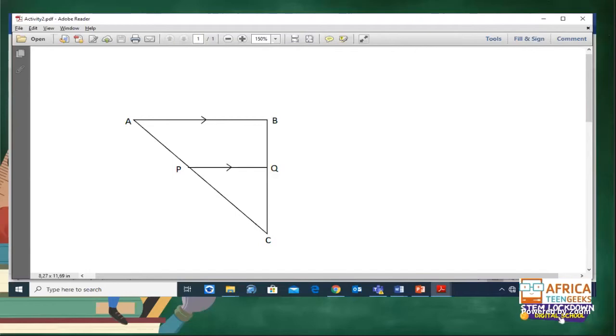Those two angles are also equal because the two lines are parallel. PQ is parallel to AB, and the last angle will be C. Can you see that in these two triangles, C appears in both triangles? So angle C is equal to angle C. Therefore, triangle ABC is similar to triangle PQC.